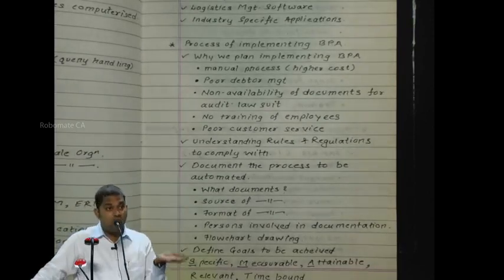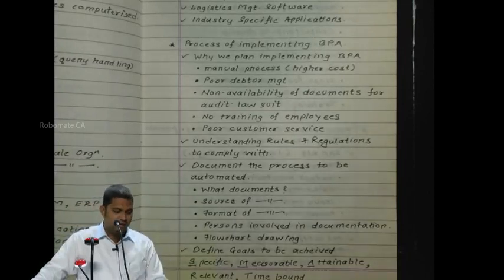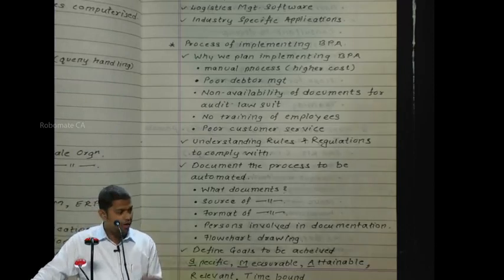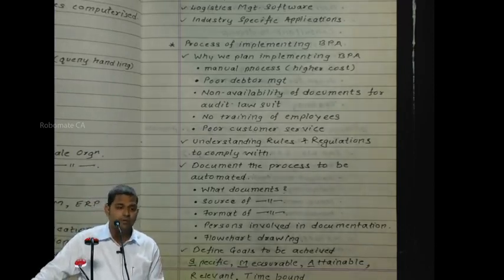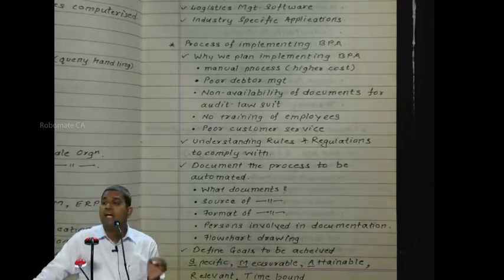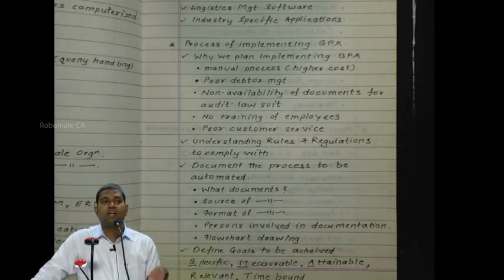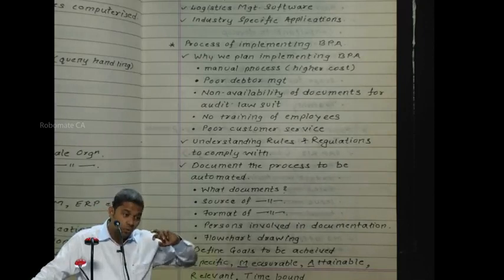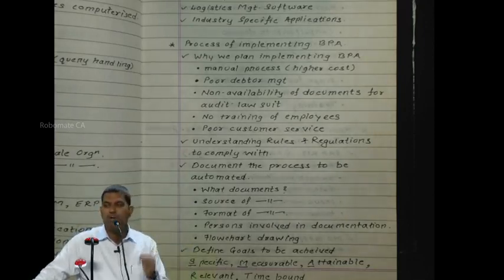Then, what is the format of the document? Is it a manual one, in paper format, in physical form? Or is it, by default, in electronic form? If it is in electronic form, my work is reduced. If it is in physical form, I need to add one more process of punching in the information. So I can do that.